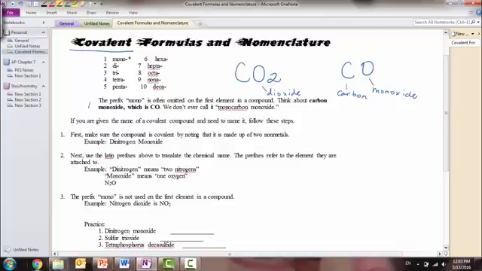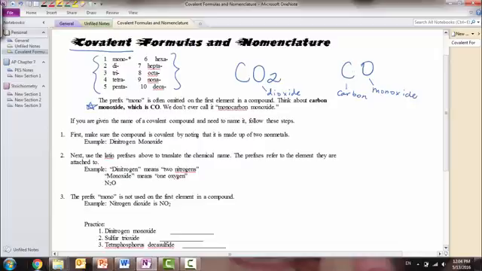So essentially here's the rule. You use a prefix from this list of prefixes to indicate however many of each atom you have in your compound. And the prefix mono is usually omitted on the very first element of the compound, but we do include mono on the second element if needed, okay? So again, it's not mono carbon dioxide, it's just carbon dioxide, but on CO you do include the mono on the second one and call it carbon monoxide.